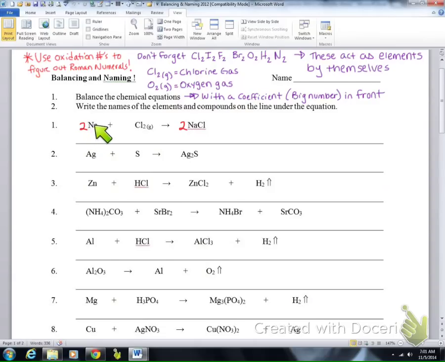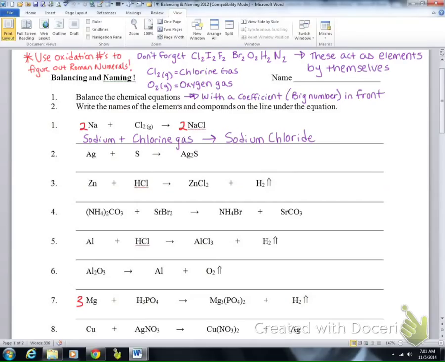Lastly, before I move on, I'm going to check one more time to make sure that these are correct. So I have 2 sodiums, 2 sodiums, 2 chlorines, 2 chlorines. Everything is balanced. Once you check that everything's balanced, we're going to write the names of the compounds or elements underneath. So here I have sodium plus chlorine gas, and that's going to yield sodium chloride. So we're applying what we learned from the last unit in terms of naming chemical formulas to writing out whole chemical equations here.